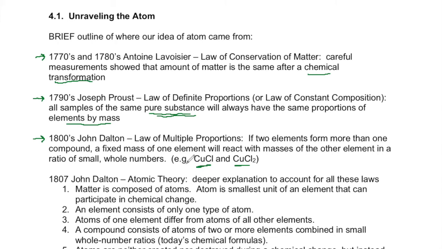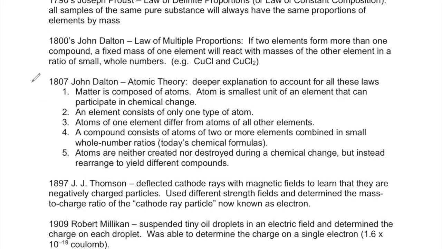So it seemed that elements were always following these patterns, always having fairly simple combinations with each other. And from this information came a theory by John Dalton. Since it seemed like the amounts of elements were fairly fixed, John Dalton came up with a model that would try to explain all these observations. And this atomic theory was that matter was all composed of atoms, atoms that cannot be broken down any smaller.